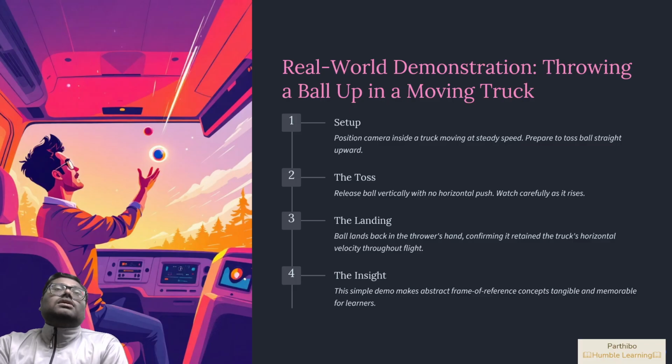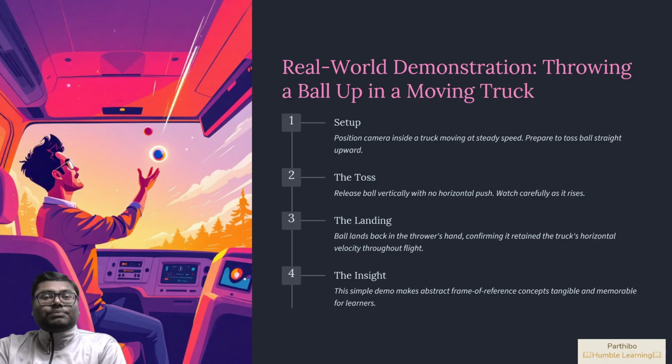So what will be the real world demonstration? Throwing a ball up in a moving truck. Set up a camera inside the truck moving at steady speed. Prepare to toss a ball straight upward. Release the ball vertically with no horizontal push. Watch carefully as it rises. The ball lands back in the thrower's hand, confirming it retained the truck's horizontal velocity throughout the flight.